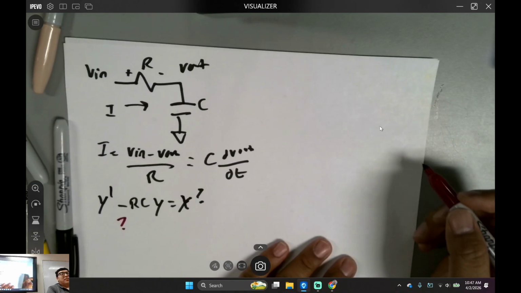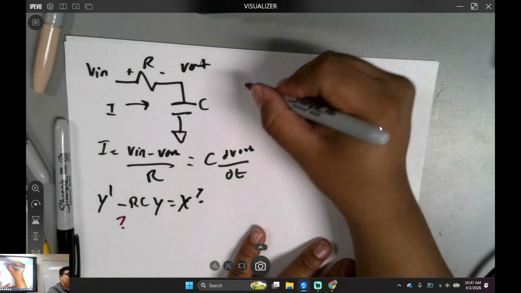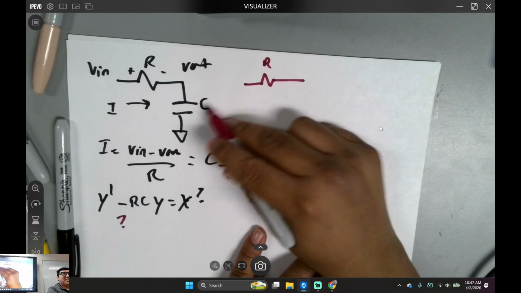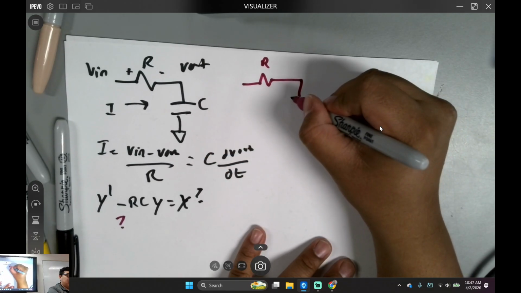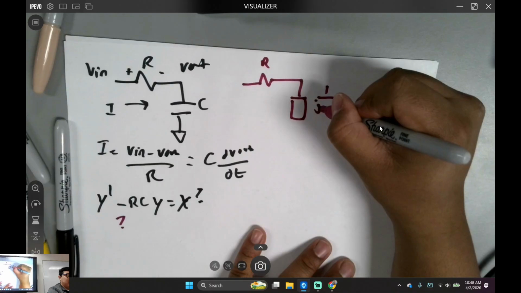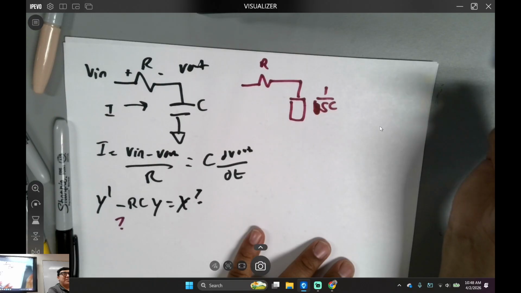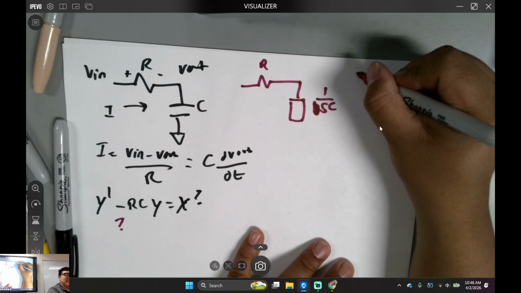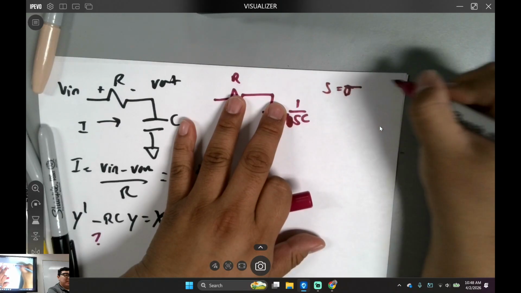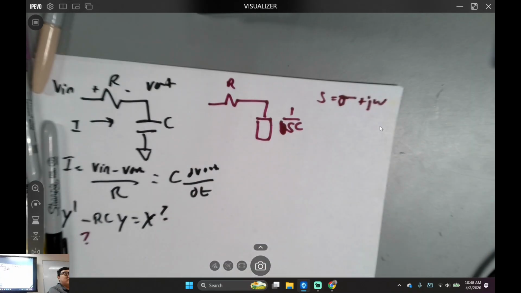Okay. You guys remember your 221? Impedances. What's the impedance of R? Just R, right? What's the impedance of a capacitor? Negative j over omega C. What do you call it? 1 over j. Wait, no. 1 over SC, right? Are you guys remembering this stuff? What's S? Sigma plus j omega. Right? You guys remember this?